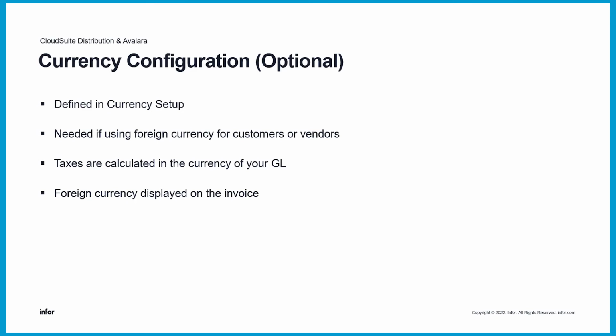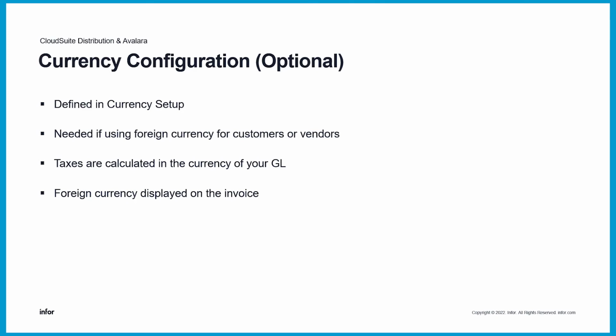Taxes are calculated in the currency of your general ledger. When a sales order or purchase order is created for a customer or vendor with a foreign currency, all the monetary values on the sales order or purchase order are displayed in the currency of that customer or vendor. However, the GL is updated using your domestic currency.